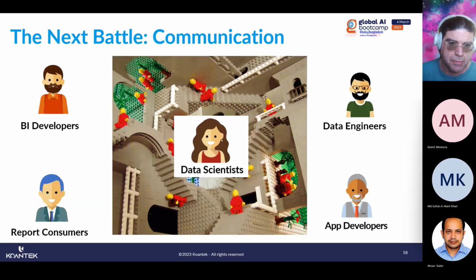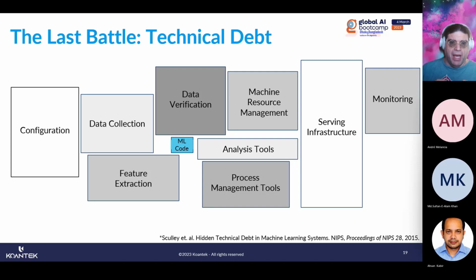And this is kind of a Lego version of Escher's famous relativity etching that he made, but you are really at the center of all of this work. We generally think that data scientists are responsible for models, but the reality is that the actual ML code that generates the pickle file or the ONNX file or what have you is just a small piece of the entire puzzle. And so there's a lot of technical debt you have to look at.